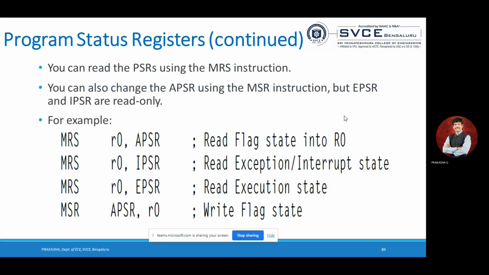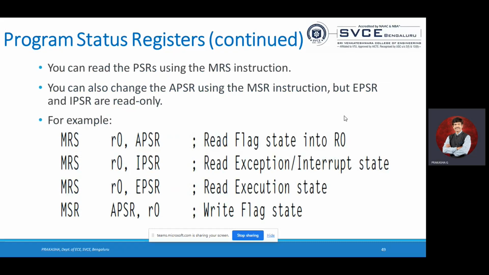Okay. Program status registers, you can read the PSRs using MRS. MRS is for reading. You can also change the APSR using the MSR instruction, which means you want to write into it. Then you can go for MSR. But EPSR and IPSR are read only.